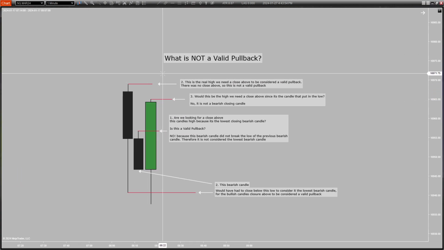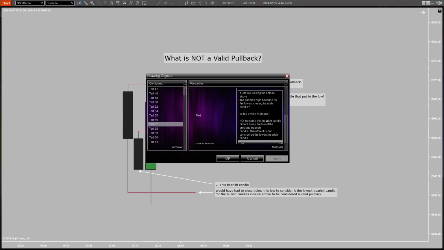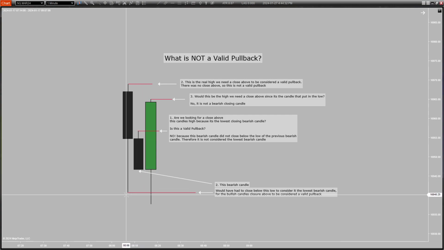Moving on, what is a valid pullback not? Starting with the example scenario I laid out here: are we looking for a close above this candle's high because it's the lowest closing bearish candle? Oh, it's the lowest bearish candle, we need to close above it, so yes, it's a valid pullback? No. This bearish candle did not break the low of the previous bearish candle right here. It did not close below the low.